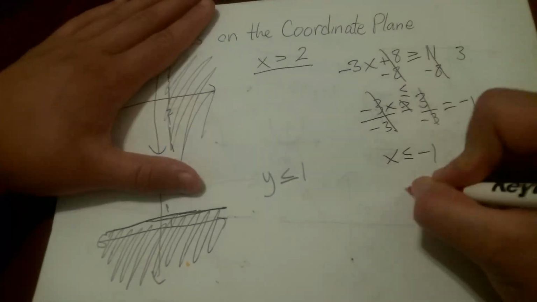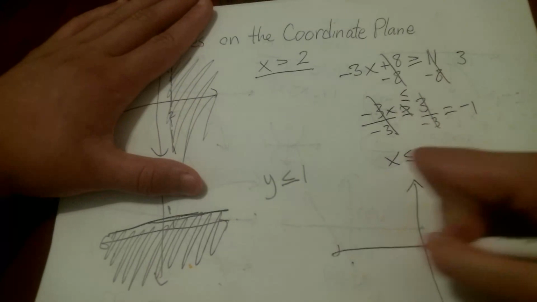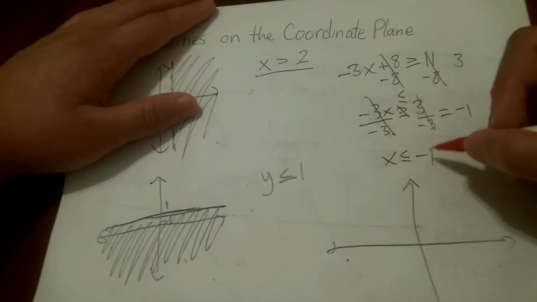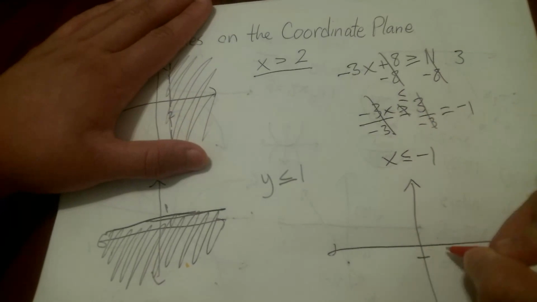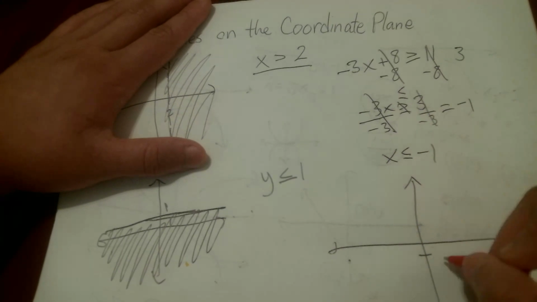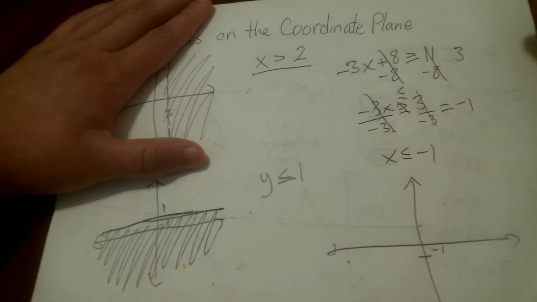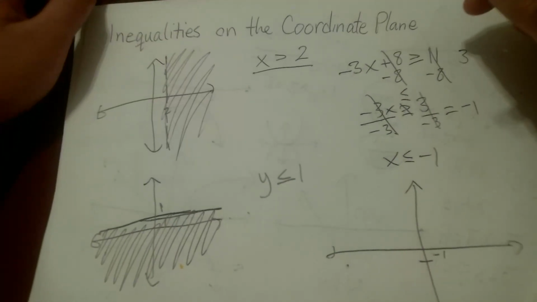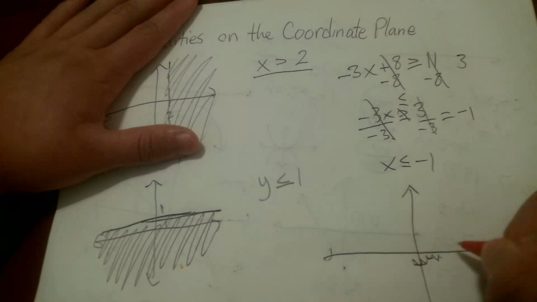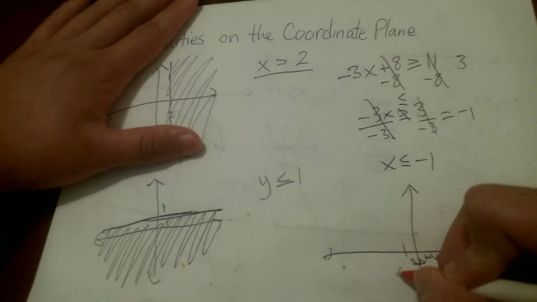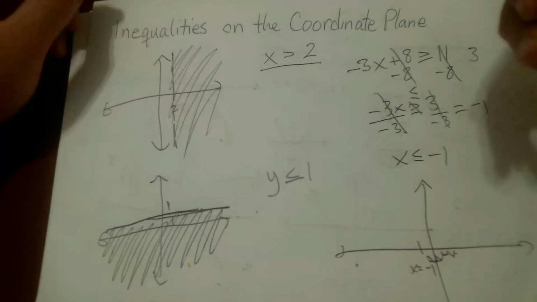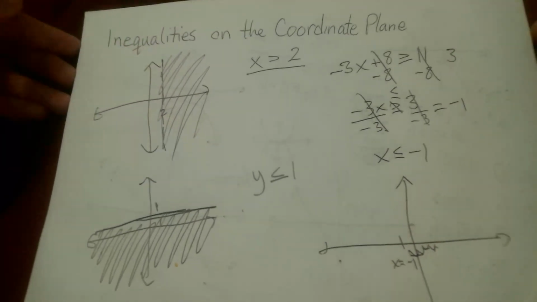So then we would have to graph this. In this case we have negative 1 here. Actually, that's x equals negative 1, and then we have to find all the values of x that are less than negative 1.